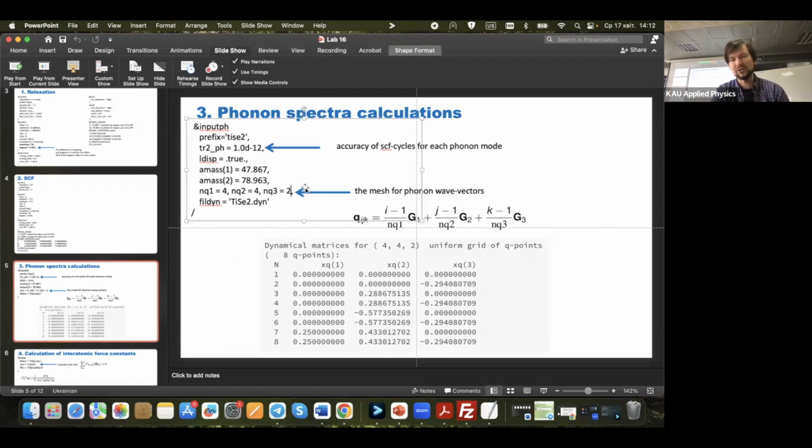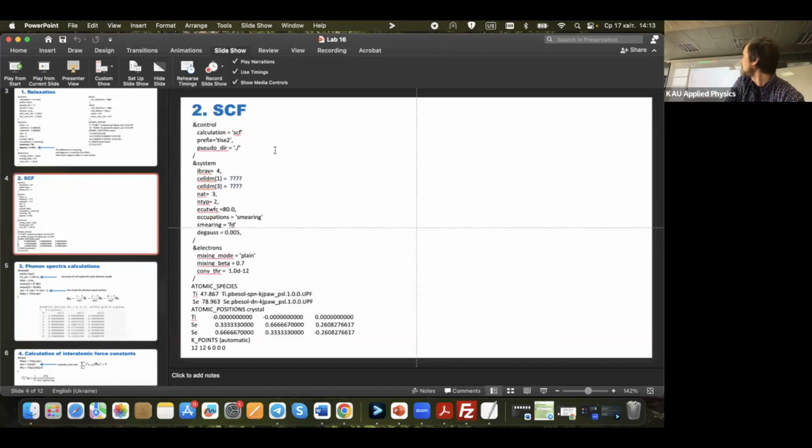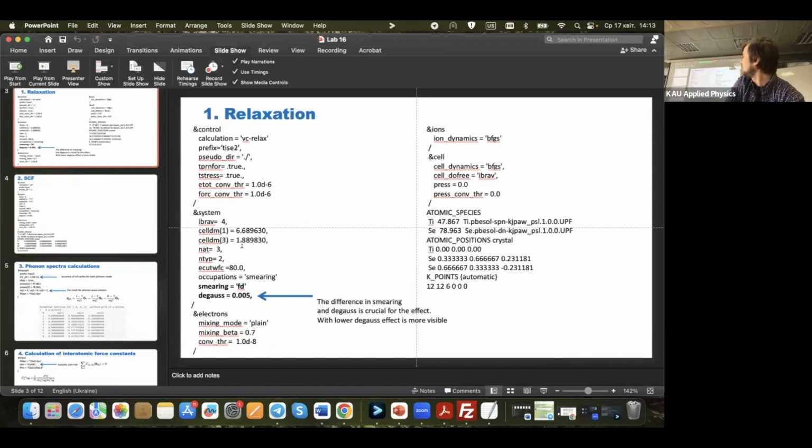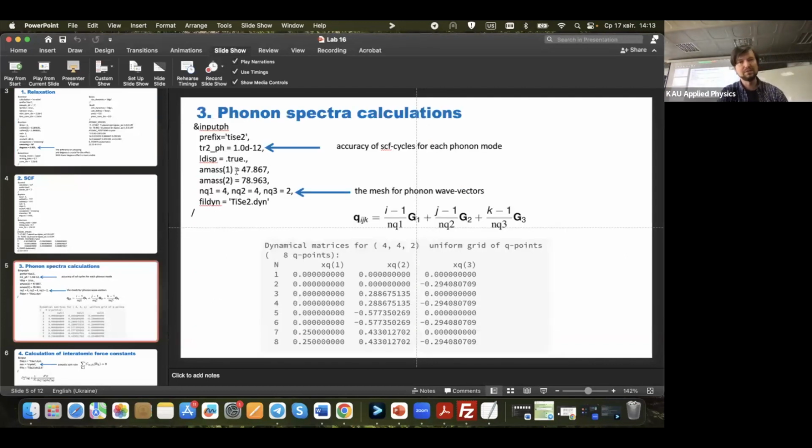But when I began the calculation, I tried to use 2, 2, 2 to reproduce it together in the seminar, but I got an error. The error said that the Q-point mesh was not enough for this calculation. So 2, 2, 2 was not enough. Then I increased it to 4, 4, 2, because our C value is almost 2 times lower than the A and B values. And we got 8 Q points.